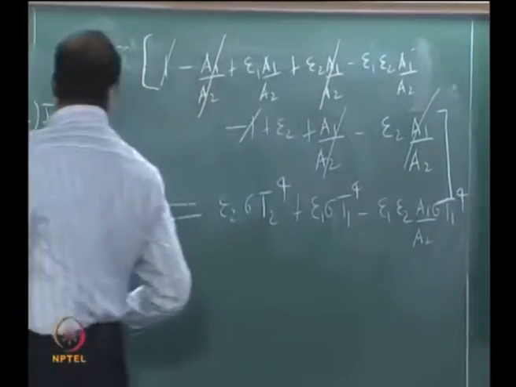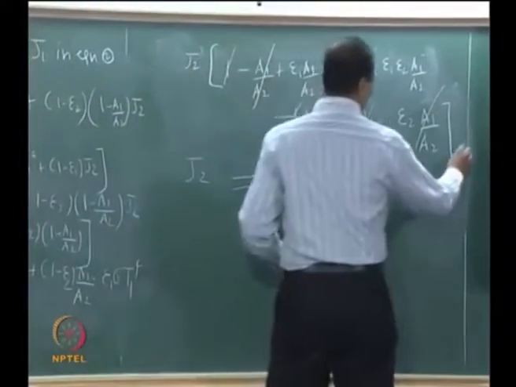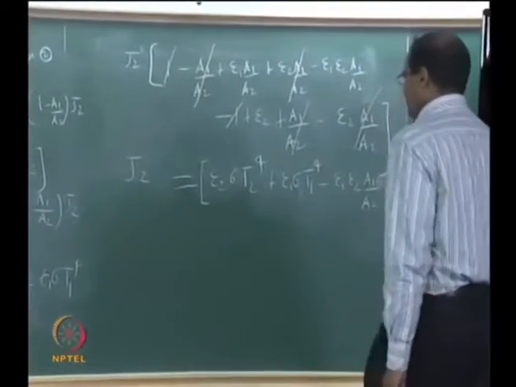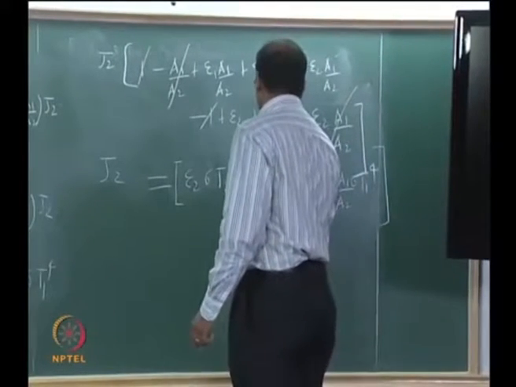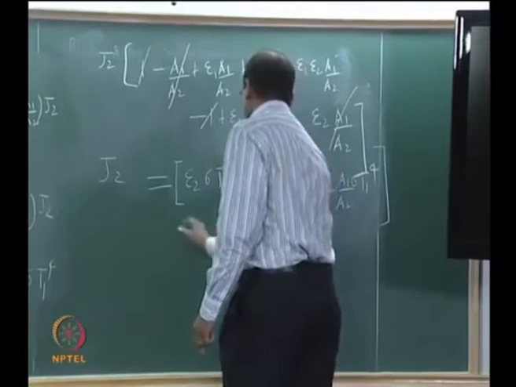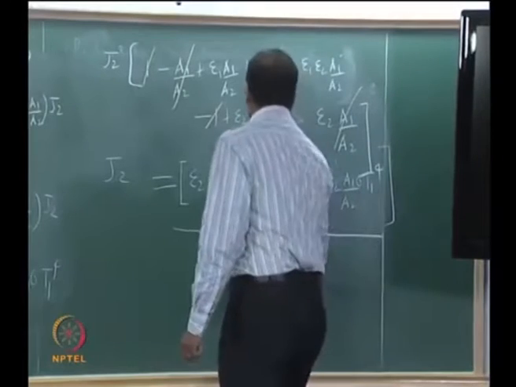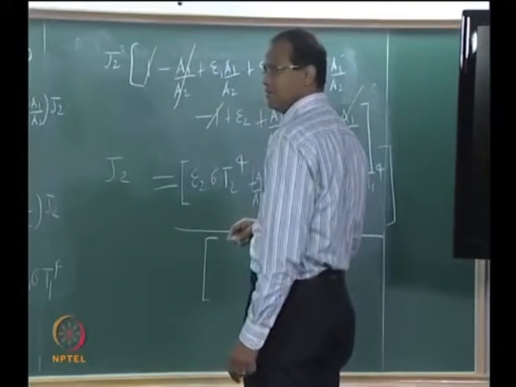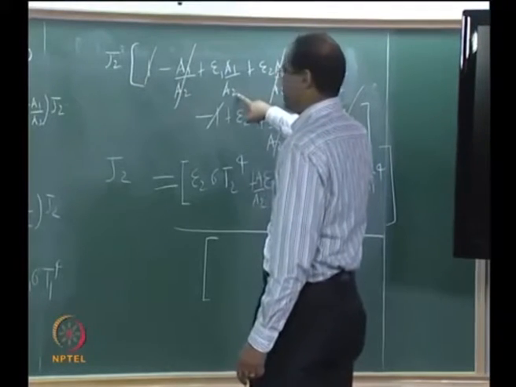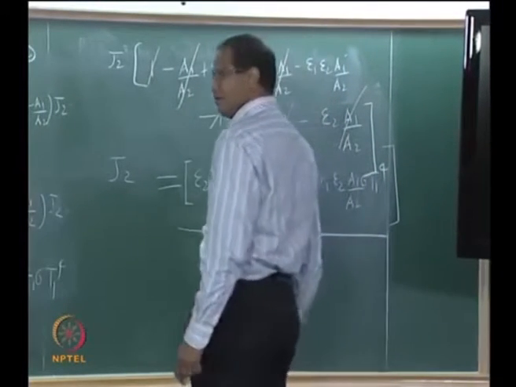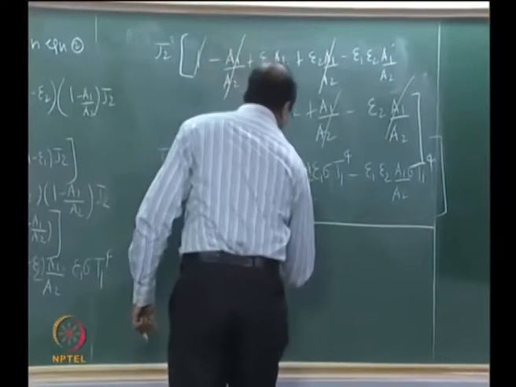It is very similar to what we got previously, right? Tell me. Okay, correct. Tell me the denominator. A1 by A2 can be taken outside. Why? Epsilon 2. We can take out, right? Epsilon 1.